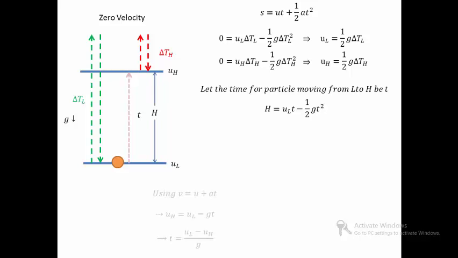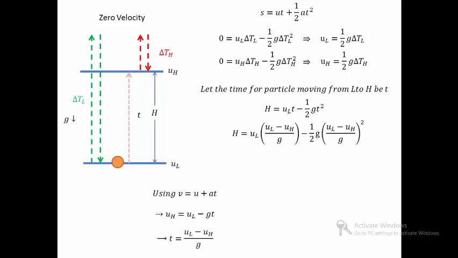Then, we can further use the formula V equals U plus at in order to express t in terms of velocity. By doing this, the expression of h will only consist of velocities and g, and we can then express g in terms of h and velocity. We still have a few more steps to do.